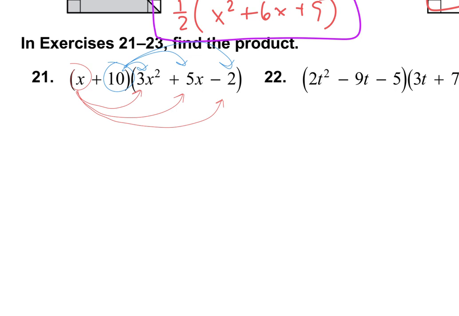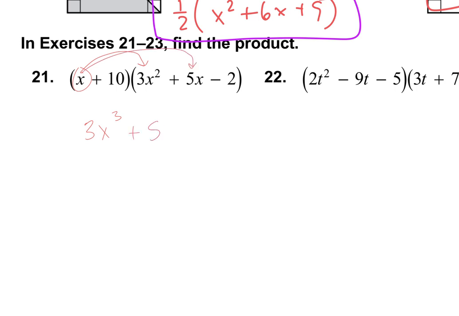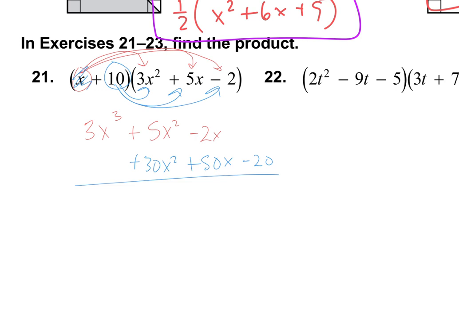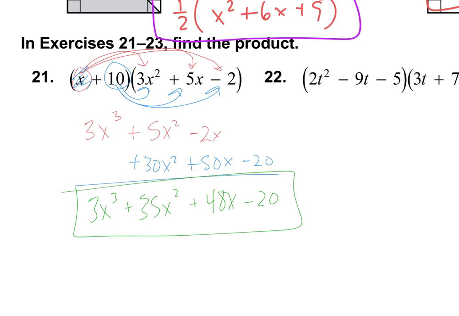So let's do that. Let's follow the first red. And you know what, here, we'll erase in case you're not feeling it, so we can see it unfold. X times 3x squared, 3x cubed. X times 5x, 5x squared. X times negative 2, negative 2x. Done with that. 10 times 3x squared, well, that's 30x squared. 10 times 5x is 50x. 10 times negative 2 is negative 20. Combine your terms to get 3x cubed plus 35x squared plus 48x minus 20. Just that easy.